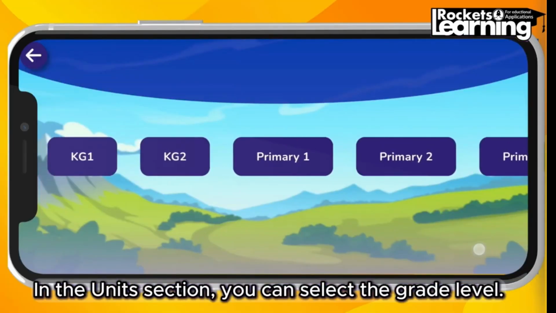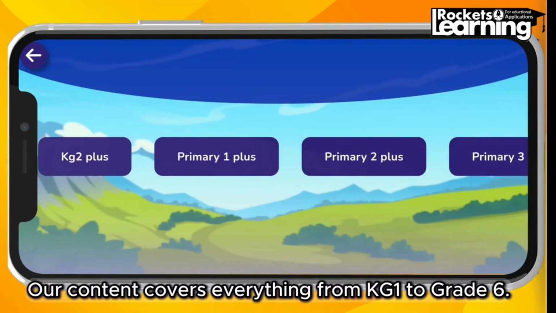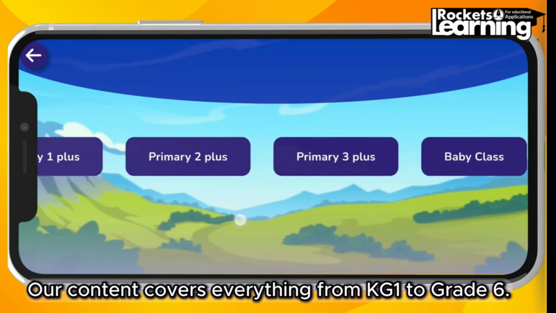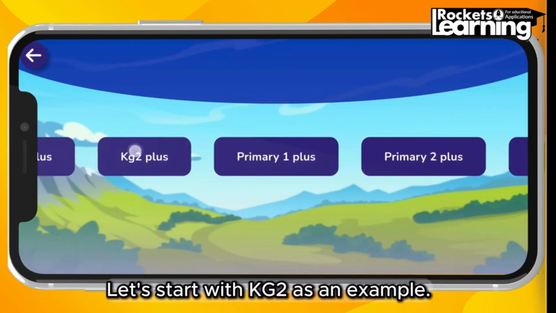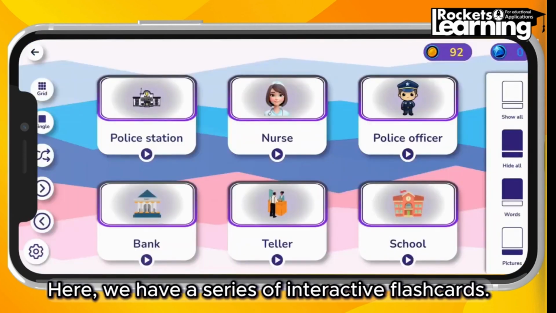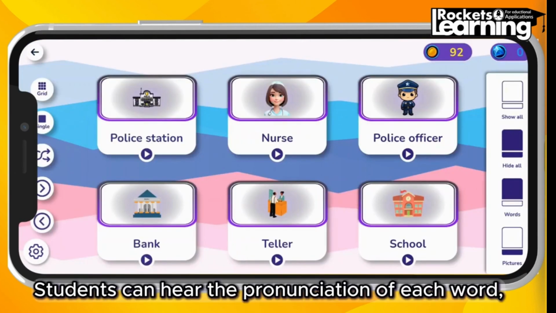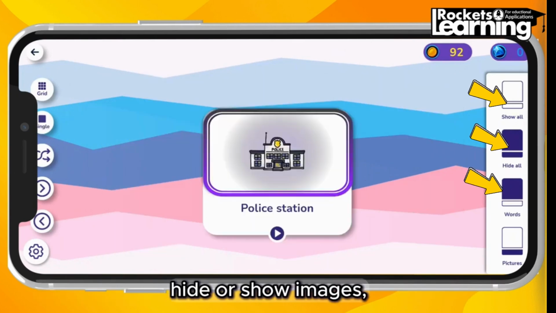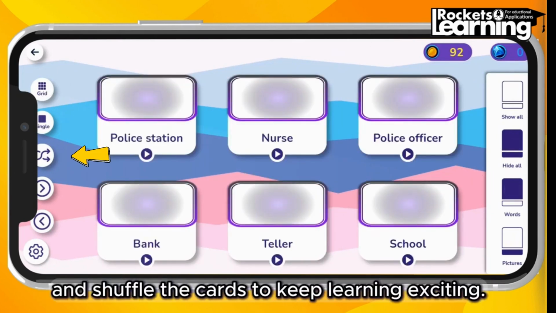In the units section, you can select the grade level. Our content covers everything from KG1 to grade 6. Let's start with KG2 as an example. Here we have a series of interactive flashcards. Students can hear the pronunciation of each word, hide or show images, and shuffle the cards to keep learning exciting.